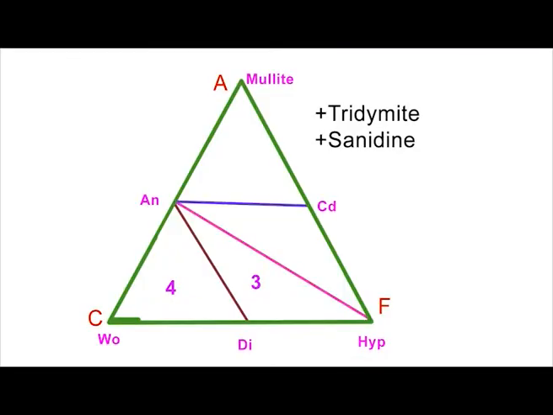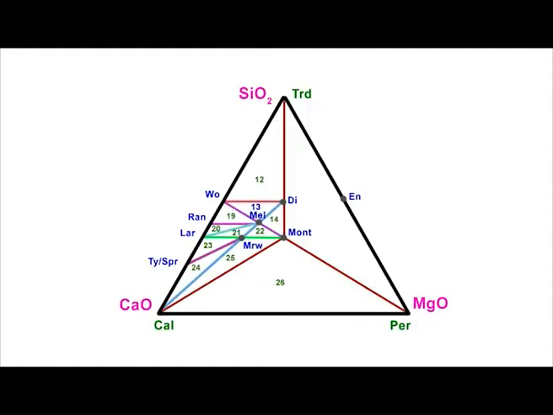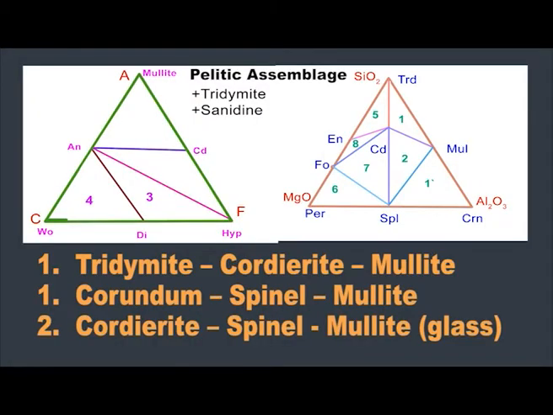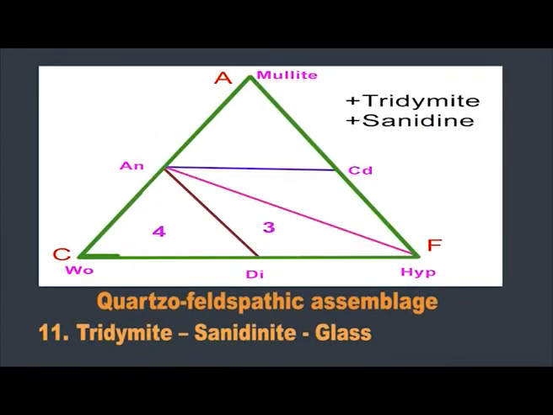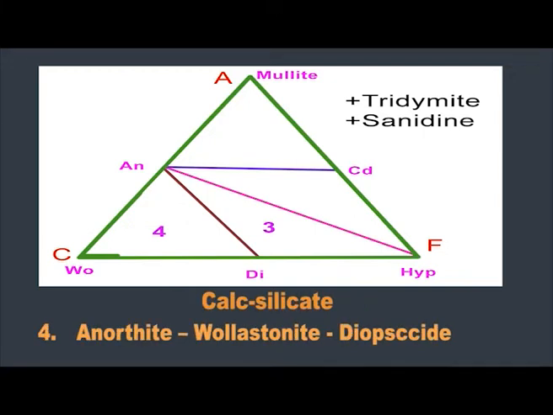Mineral assemblages. On the basis of ACF and Al2O3, MgO and SiO2 diagrams, the important assemblages are as follows. Pelitic assemblages: tridymite, cordierite, mullite, corundum, spinel, mullite, cordierite, spinel, mullite, glass. Quartzo-feldspathic assemblages: number 1, tridymite, sanidine, glass. Basic assemblages: number 3, plagioclase, diopside, hypersthene.